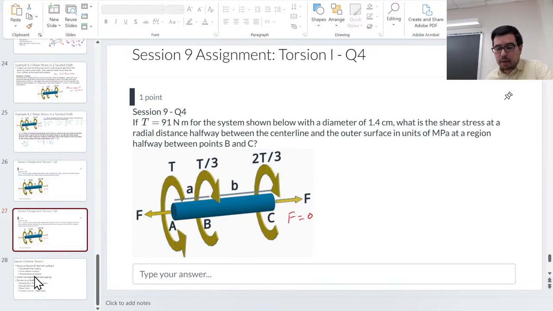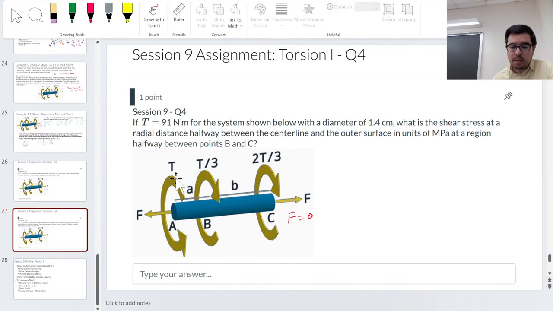Okay. All right. So it's asking for the shear stress between B and C, but halfway between the center line and the outer surface. So the first thing we had to figure out is, well, what? How did you approach it? What is the first thing you would do here? I tried just using half of the diameter instead of the full diameter. Well, no, but before that, let's talk about the process. We're in between B and C. You need the internal torque. We need to figure out what the internal torque is.